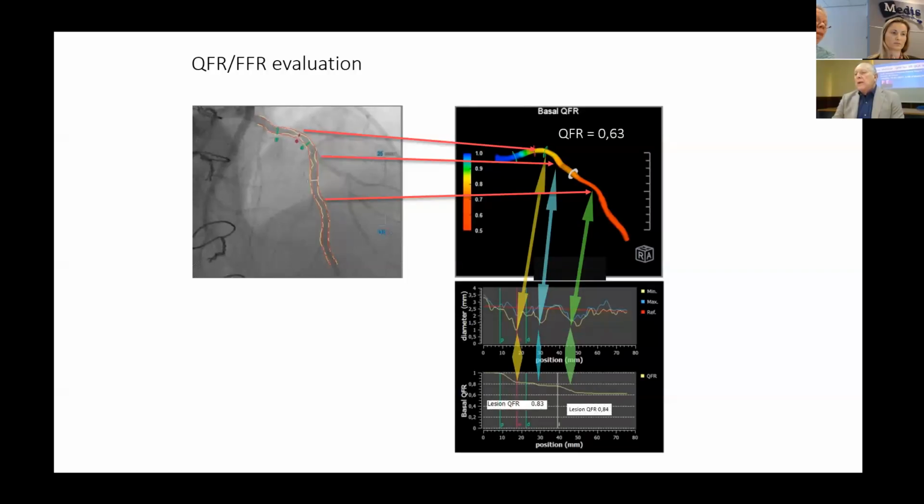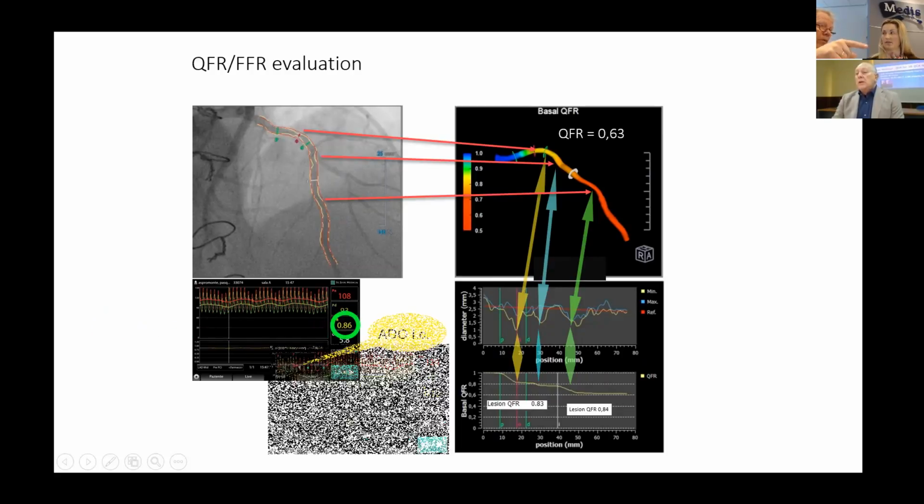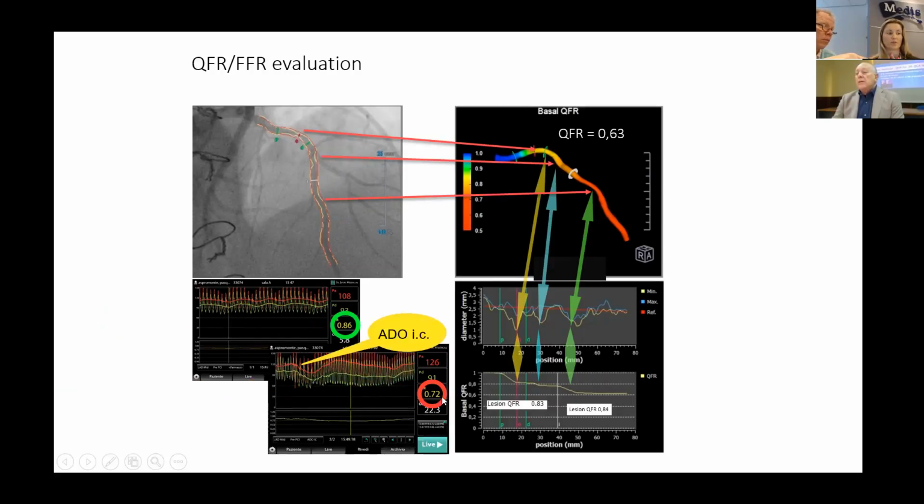These are the QFR values of the single lesions. None of them was significant by itself, but altogether strongly significant. And this was done without adenosine. After, we performed FFR. This is the basal FFR, that's negative. But with adenosine injection, the FFR becomes strongly positive, and it looks similar to QFR. So this is the representation of how to use QFR without adenosine. Same result as adenosine FFR.